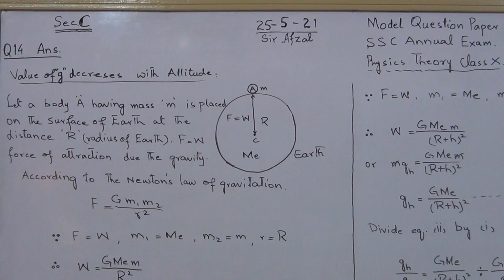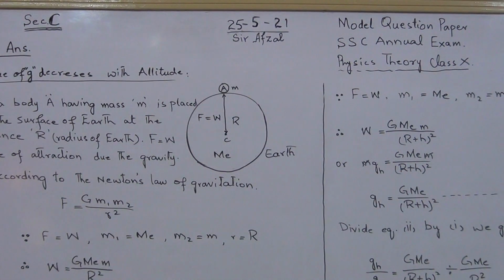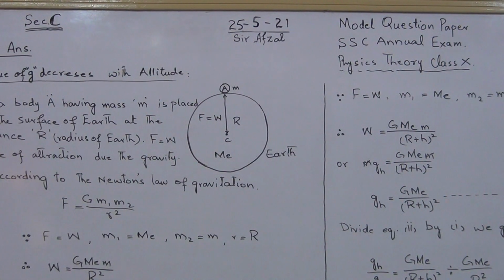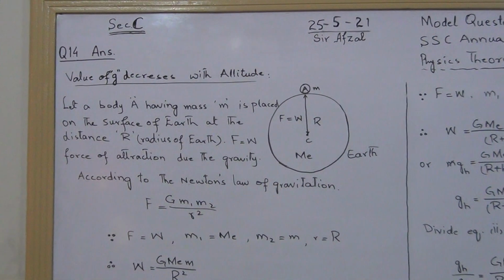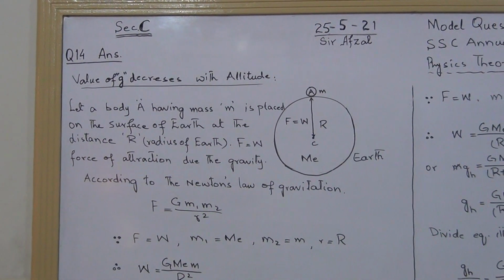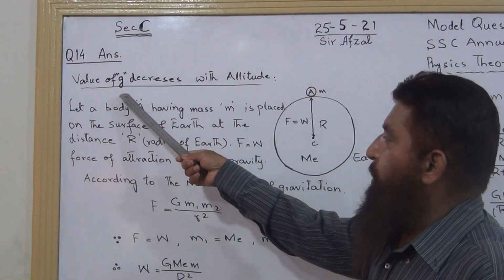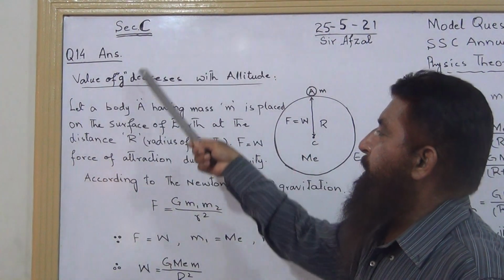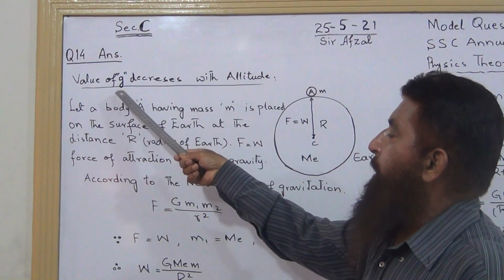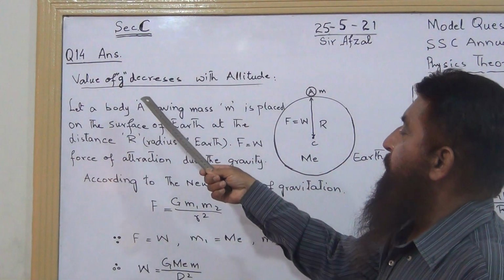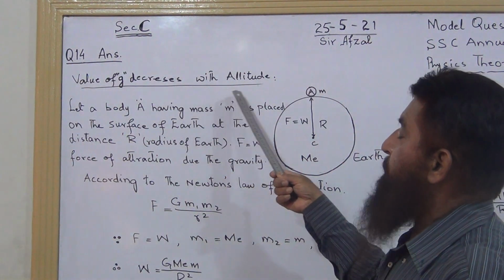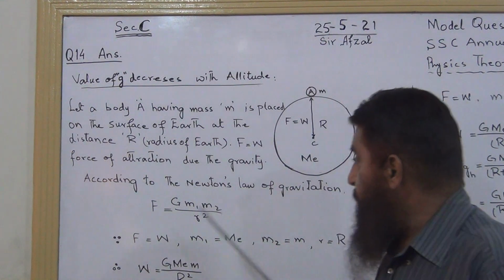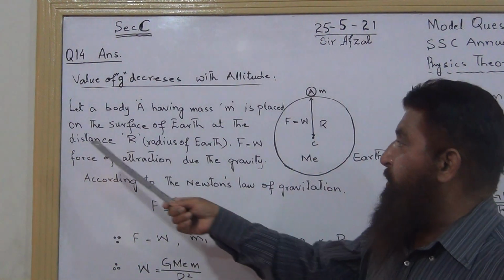Okay, dear students, we are going to solve the model paper of the SSC annual examination, Physics theory, Class 10. We have solved all the questions except the second last one, question number 14: the value of g decreases with altitude. Here g is the gravitational acceleration, and its value decreases when the body is raised up from the surface of the earth. Now, first of all, what is the value of g?